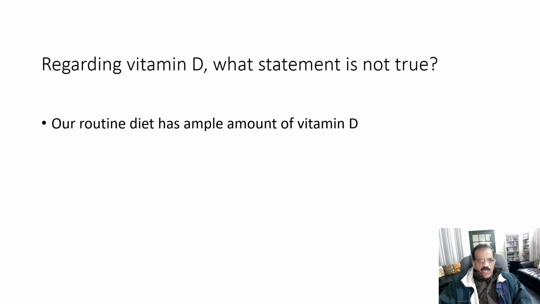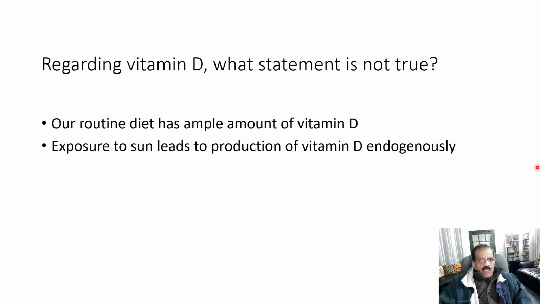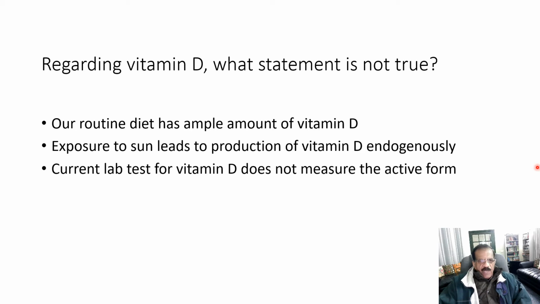Our routine diet has ample amount of vitamin D. Assume that we have a balanced diet. We take a portion of vegetable, fruit and meat and poultry and fish, everything in ample quantity, and that diet is rich in vitamin D, or it has got adequate quantity. Exposure to sun leads to production of vitamin D endogenously. Current lab test for vitamin D does not measure the active form.